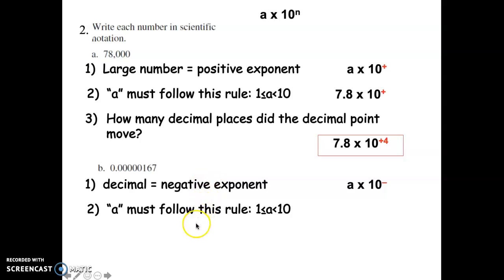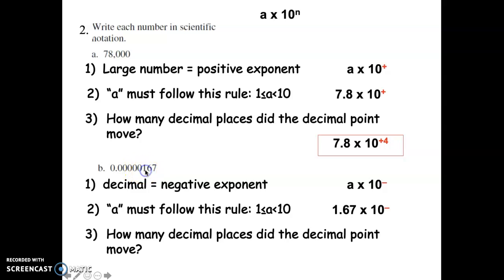So it's 1.67 times 10 to the what? Well, you just count how far you move the decimal point. 1, 2, 3, 4, 5, 6. So I get 1.67 times 10 to the negative 6. We'll finish this up in one more section.